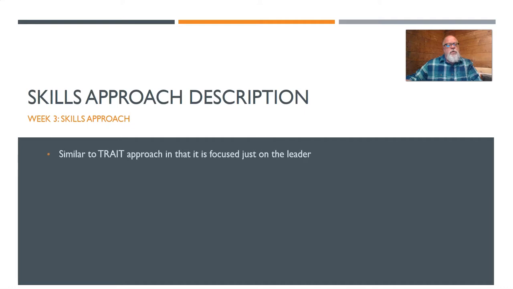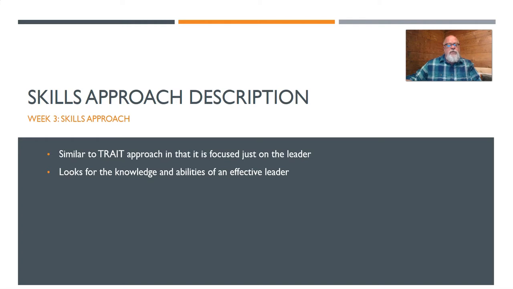All right. Let's talk about the skills approach. It's similar to the trait approach. It's still just focused on the leader. We haven't moved into any theories about the workplace or the team, the leader and the follower, that sort of thing. We will be moving into that pretty soon. But for now, we're still focused on just the leader. Okay. So what the skills approach does is it looks for the knowledge and abilities of an effective leader.